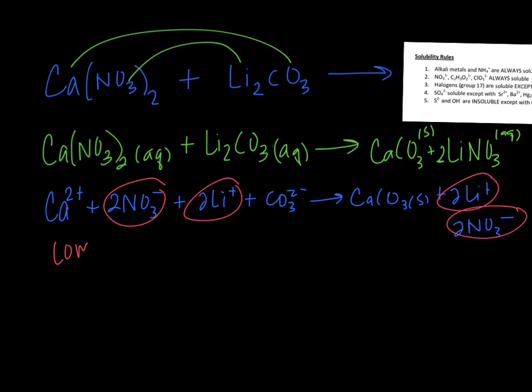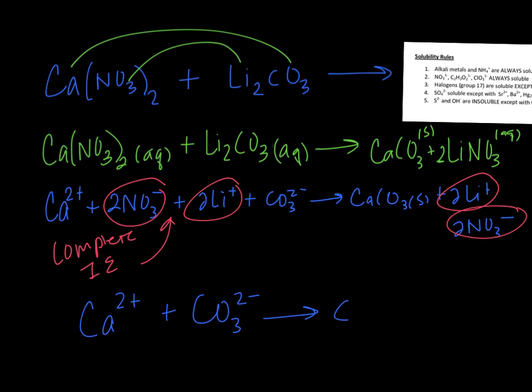And then from my net ionic equation, I get rid of the spectator ions, and so it'll just be calcium plus carbonate goes to calcium carbonate. And so this is my net ionic equation.